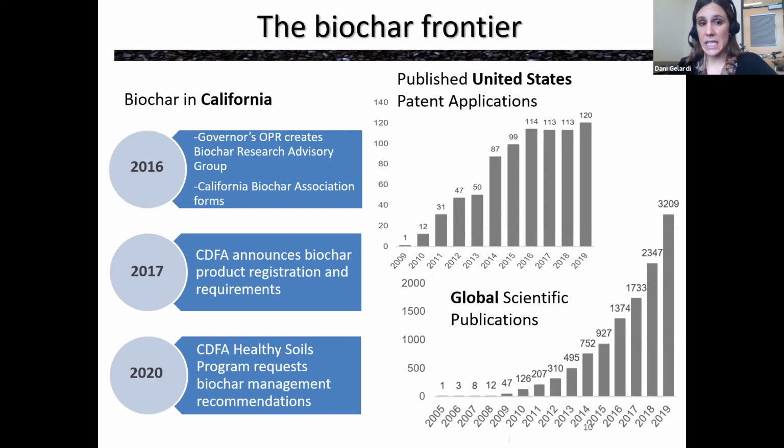So in 2016, the Governor's Office of Planning and Research created the Biochar Research Advisory Group. And that same year, a trade group called the California Biochar Association formed. Maybe most importantly for this group of growers, last year, the Healthy Soils program actually requested management recommendations from biochar producers and scientists, sort of nodding to the fact that they are becoming interested in this material, perhaps as one of the incentivized practices in the Healthy Soils program. So it's a little too early to say. We actually submitted a recommendation in July of last year, and we'll see where that goes. It's definitely something to look out for.